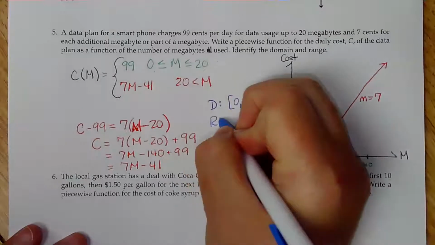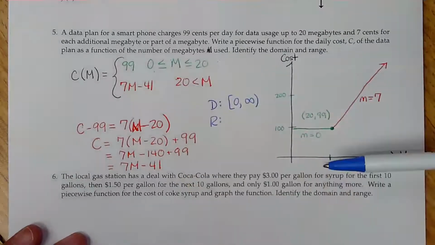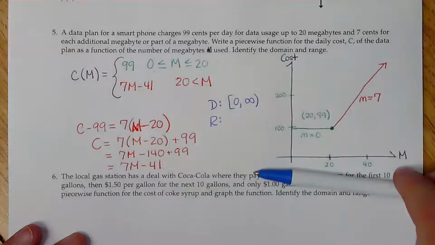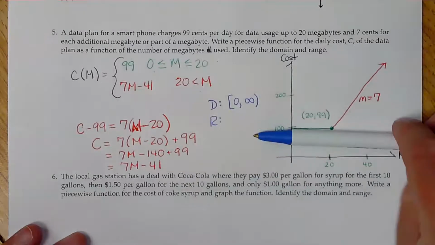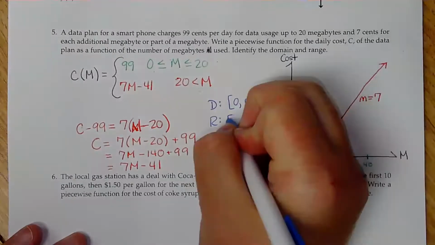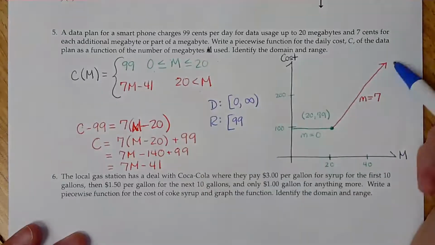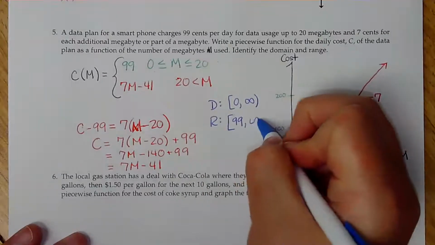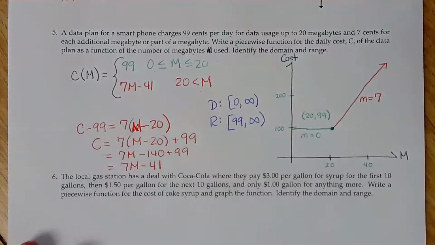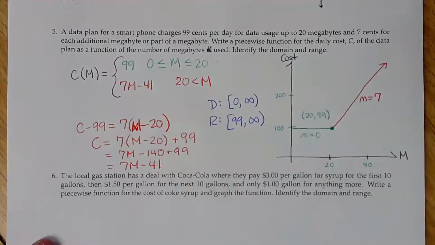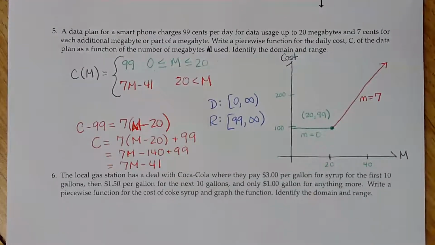And then the range. So the range, we always start at the bottom, work our way up. So the first value we run into is a 99. And then that cost just keeps going up, up, up. So we have 99 through infinity. All right, so there we go. We're going to come back and do another one in the next video.